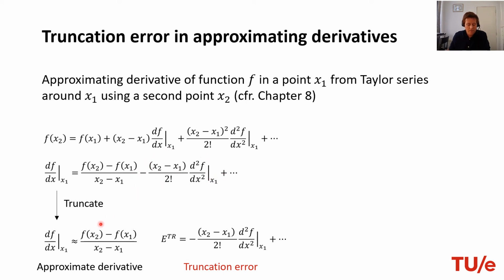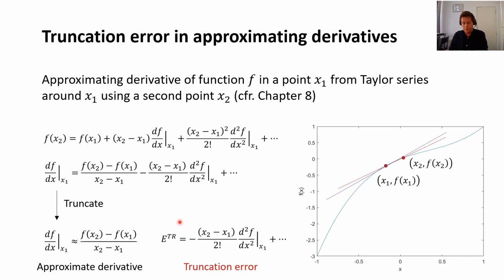Now we approximate this first derivative by just getting rid of all these terms, keeping only the first term and dropping out all the rest. And this is what in chapter 8 we will call a finite difference approximation of the first derivative. So that's an approximate derivative, and the truncation error are all the terms that we dropped here to the right. And we obviously hope that they will be small.